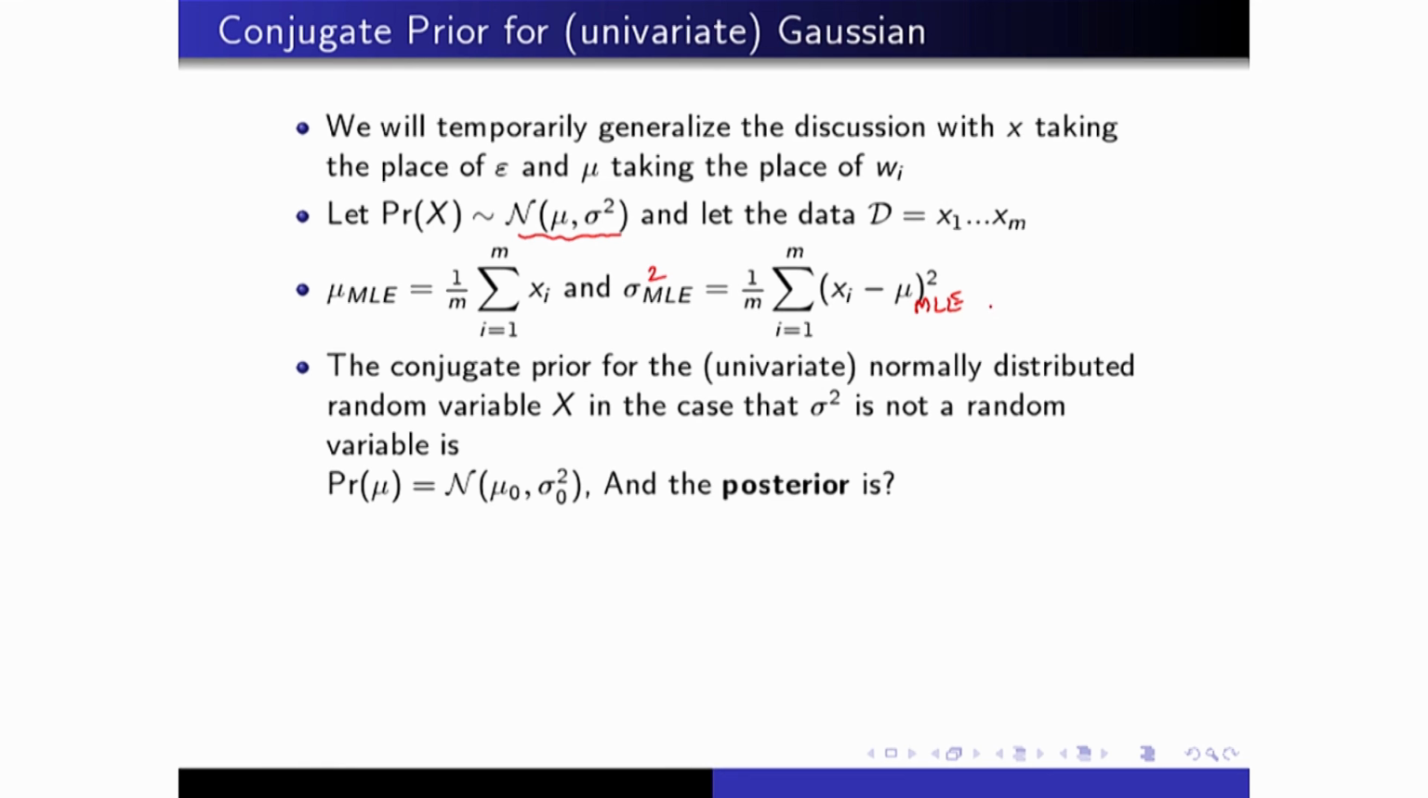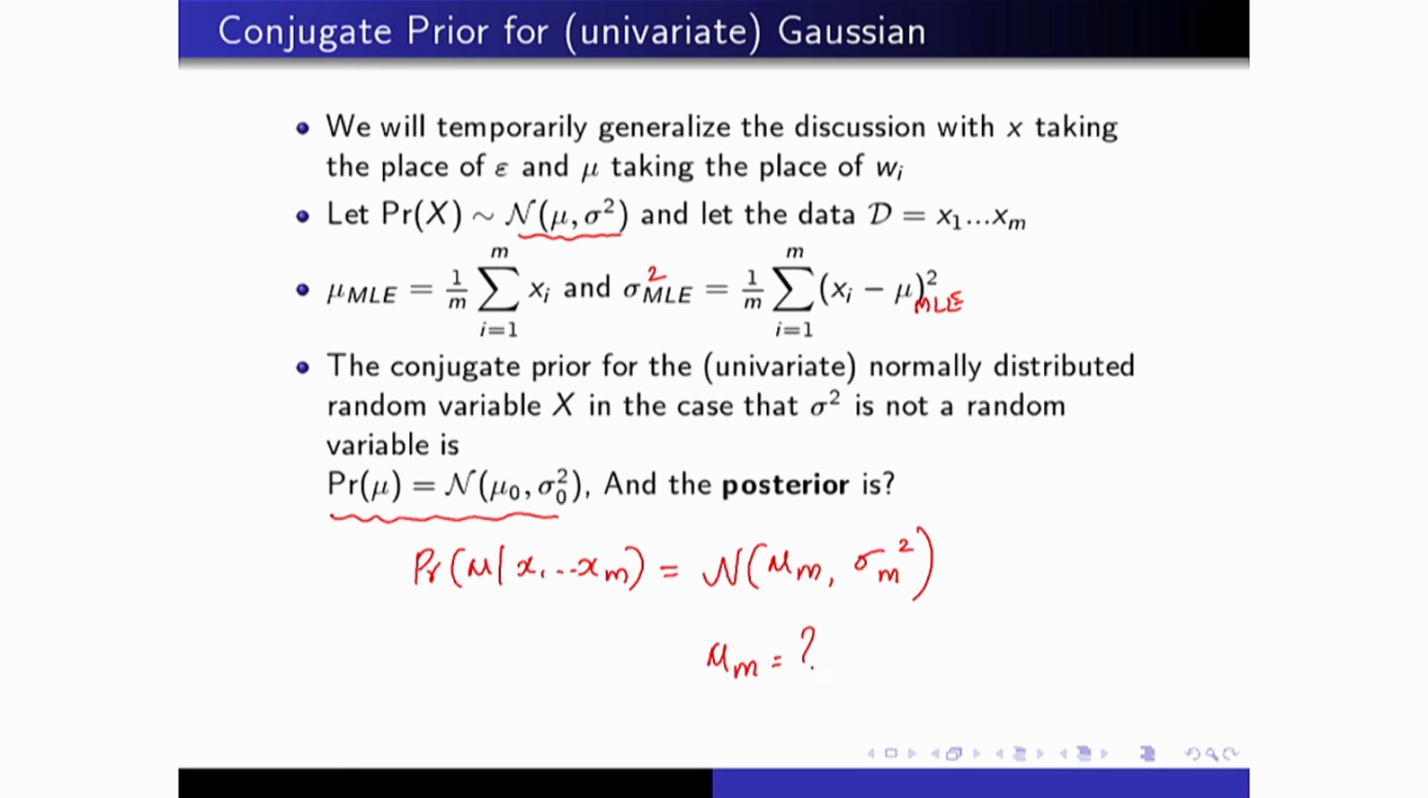Now, the conjugate prior for the univariate normally distributed random variable, in the case that sigma square is not a random variable, is actually the Gaussian distribution. Why? Well, we'll see soon, but let's assume that this is correct for the time being. So what would the posterior be? Well, we would expect that the conjugate prior gives you the same form for the posterior. So we would expect probability of mu given x1 to xm to be normal, but with a different mean mu m and different variance sigma square m.